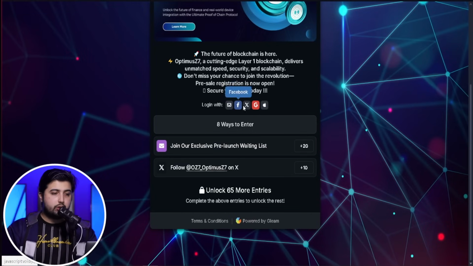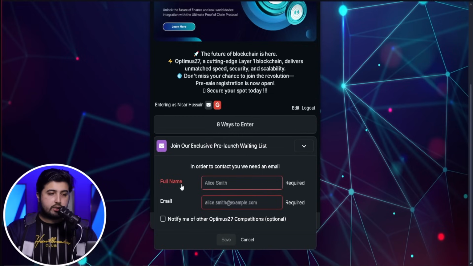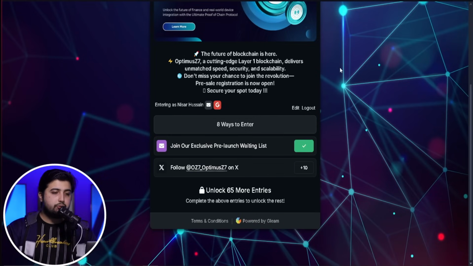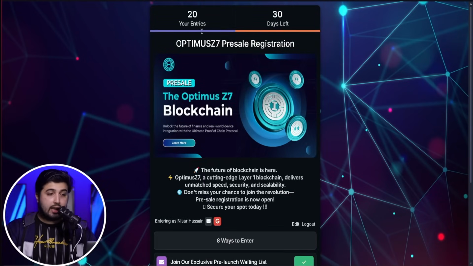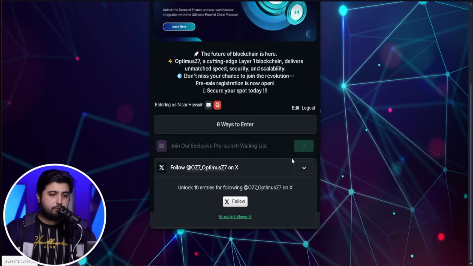So first of all, we're going to log in. Now, once you are logged in, we're going to go with join the exclusive pre-launch waitlist. Now, this is where we're going to put in our full name and email address, and we're going to click on save. Now, you can see that the first step is done, and I have 20 entries. Next up, I'm going to follow their official Twitter. So just click on it and click on follow.